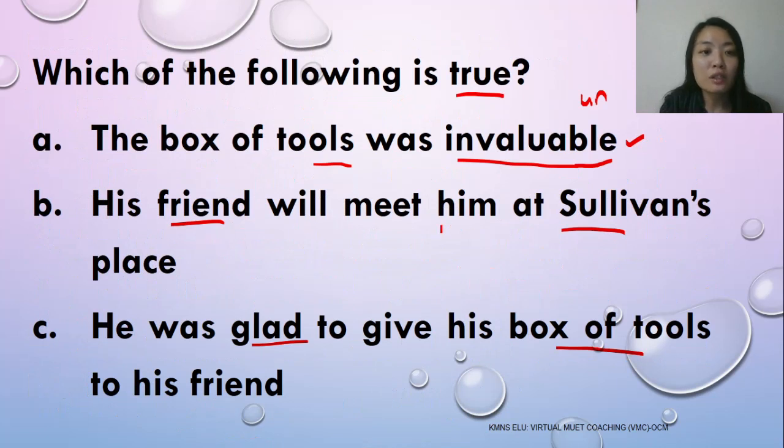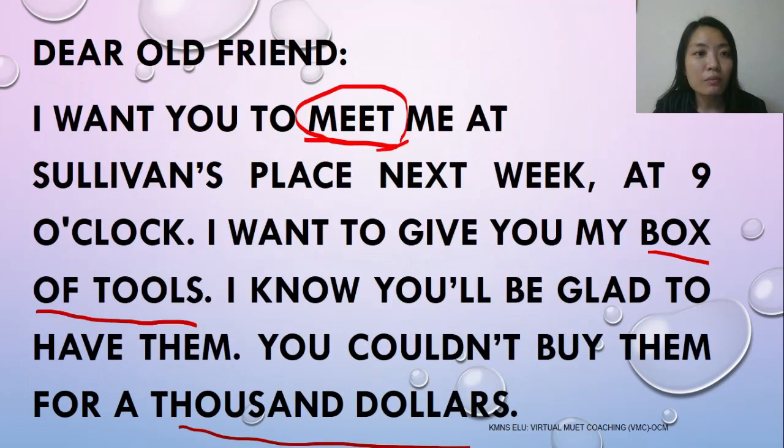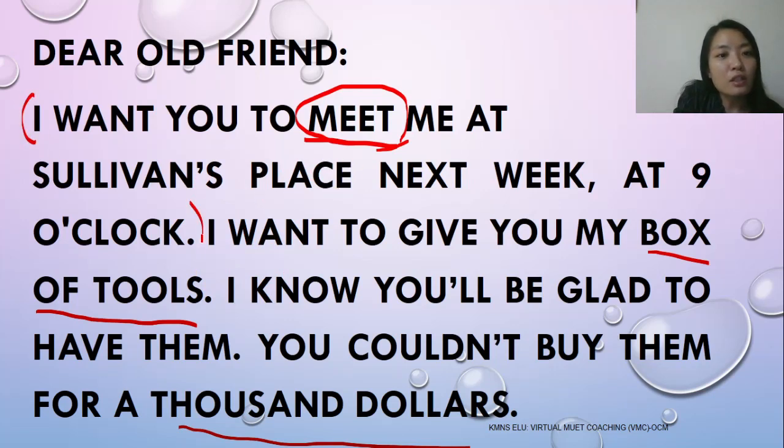His friend will meet him at Sullivan's place. Will his friend meet him? So here it says, I want you to meet me at Sullivan's place. Does it tell you that his friend is definitely going to meet him? It doesn't say here that his friend is going to meet him, so probably not. So here you see, this is the focus we have for option B. This is the proof. You know that it is not there, so option B cannot be the answer. So just now, this is the proof for option A.